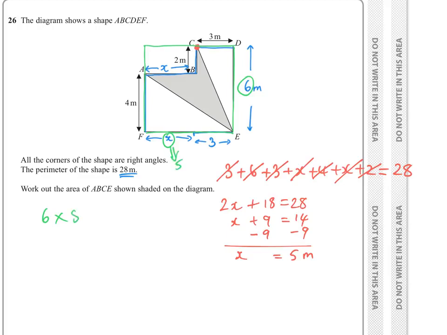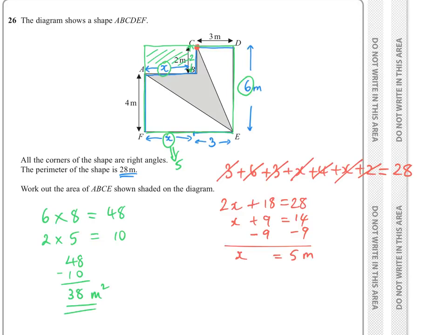So 5 and 3 is 8, so that's 48. And then I'm going to take away this little part here, which would be 5 by, don't forget this part here was 2. So I've got to take away 10. So I've got to do 2 times 5, which is 10. Then I've got to do 48, take away that 10, because it was too much, wasn't it? So I had to take that little bit off. So that gives us 38 meter squares. And that's the area of the whole shape.